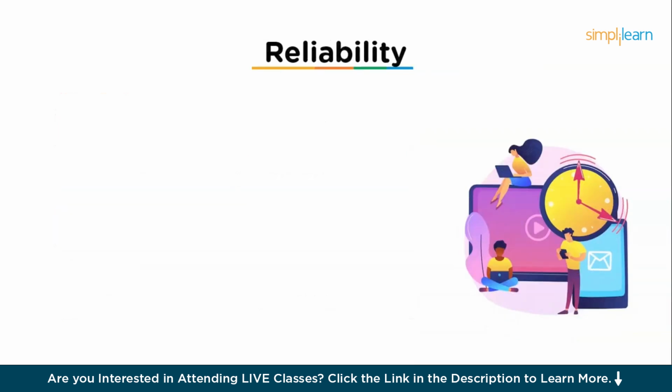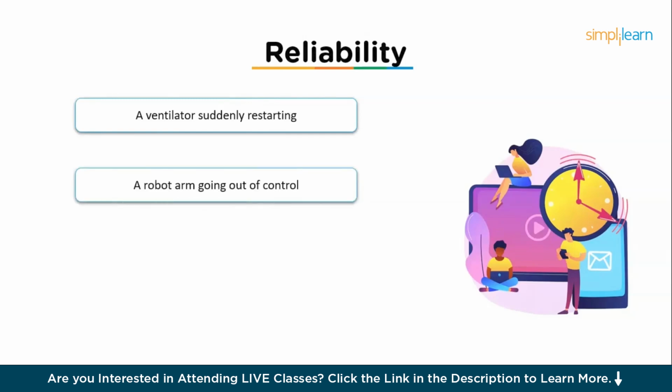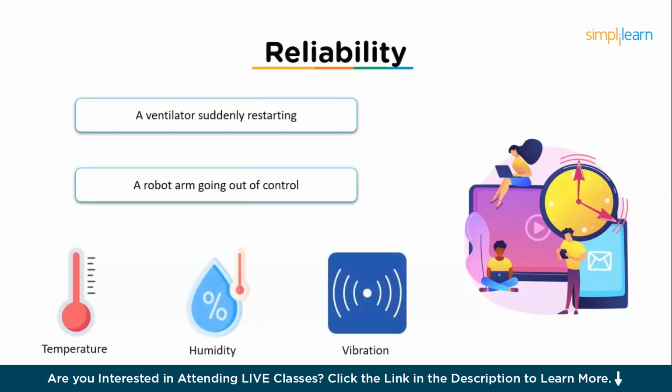Then let us understand reliability, and why it matters. Embedded systems often need to run for years without crashing. You don't want your washing machine or ATM to fail randomly. In critical systems, failure can be dangerous. Imagine a ventilator suddenly restarting or a robot arm going out of control. So embedded systems must be tested under all conditions, including temperature, humidity, vibration, and long operation. They must recover from errors, handle power failures, and log issues for diagnostics.